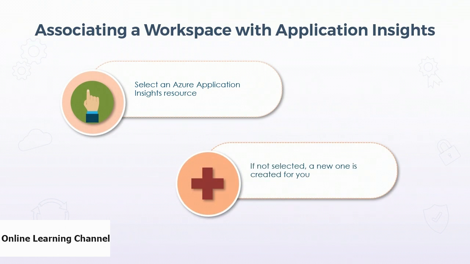If you don't select an existing App Insights instance, then a new one's going to be created for you. And that new App Insights instance will then be specifically and exclusively associated to your ML workspace. And what this means is that an ML workspace will always have an App Insights instance associated with it.